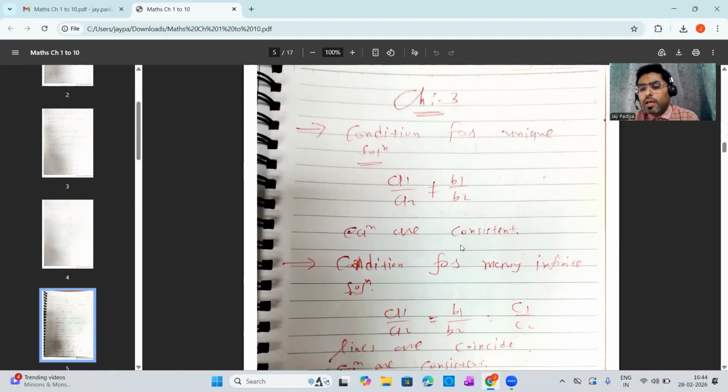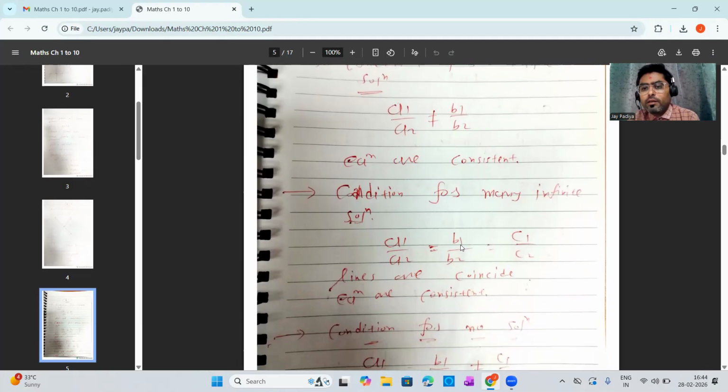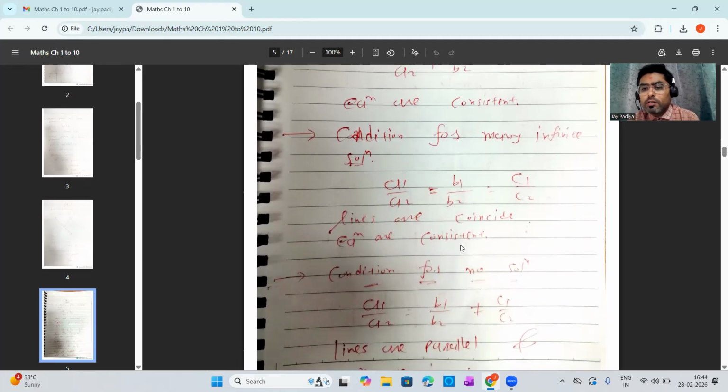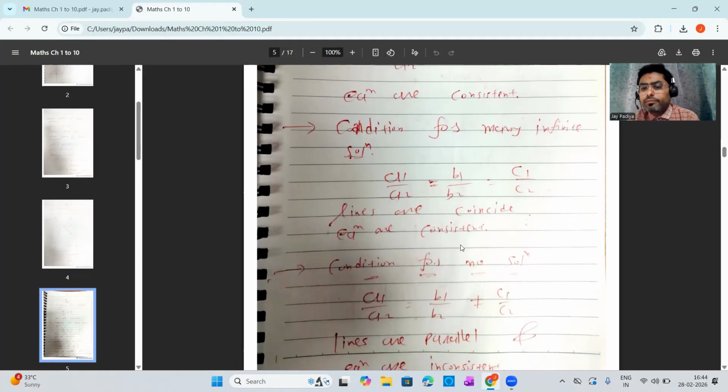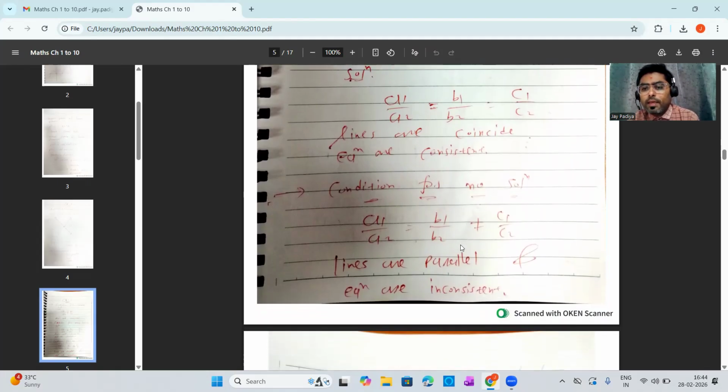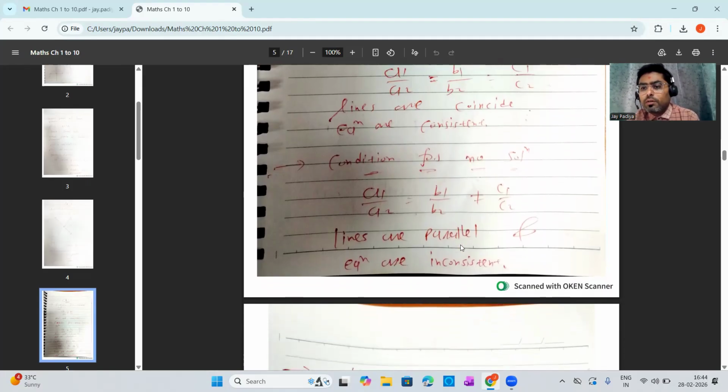Conditions for a unique solution: a1 upon a2 is not equal to b1 upon b2, and the given equations are consistent. Second, conditions for infinitely many solutions: a1 upon a2 equal to b1 upon b2 equal to c1 upon c2, and the lines coincide and the equations are consistent. Conditions for no solution: a1 upon a2 equal to b1 upon b2 is not equal to c1 upon c2, then the lines are parallel with each other, so we can't get any solution, so we can say the system of equations is inconsistent.